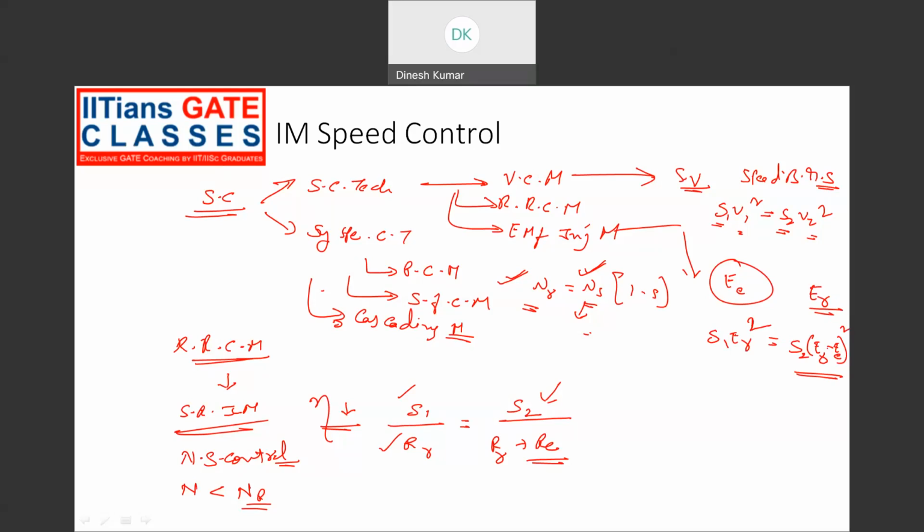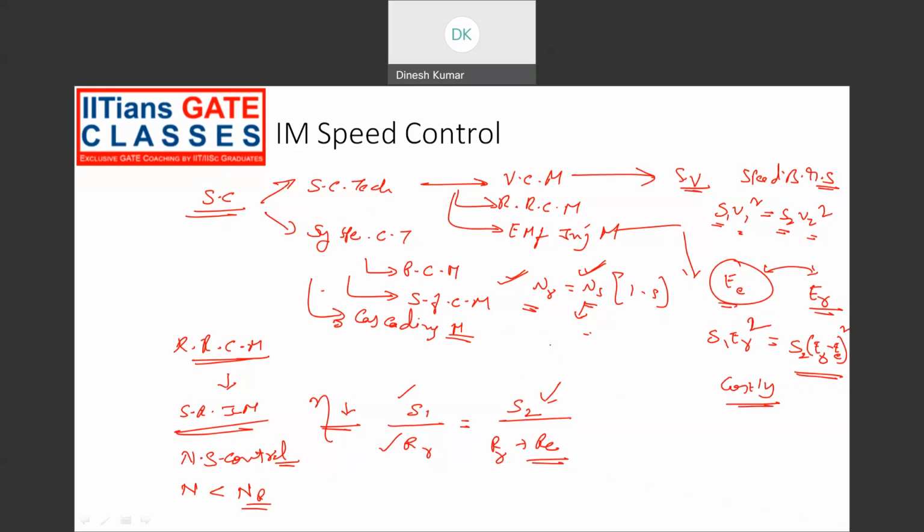There are two types of injections, that is in-phase injection and out-of-phase injection. In-phase injection means both ER and EE will be in the same phase. Out-of-phase means EE and ER will be out of phase, so they will get subtracted. This is a very costly method because we need an external equipment to insert this external voltage into the rotor circuit.